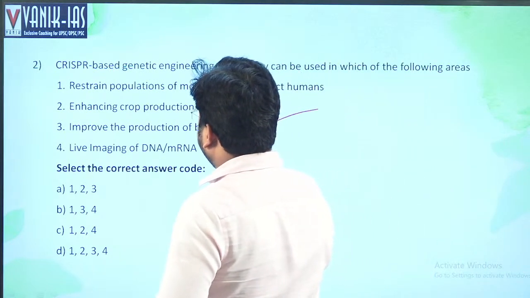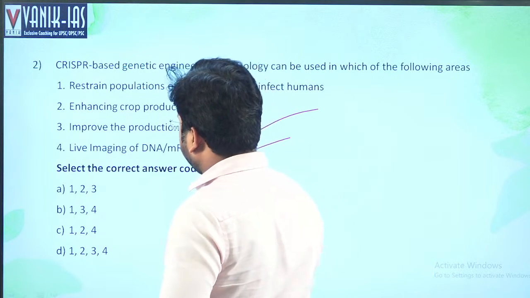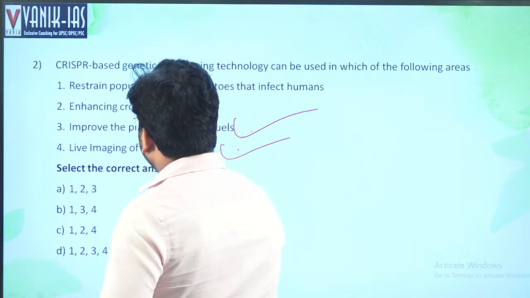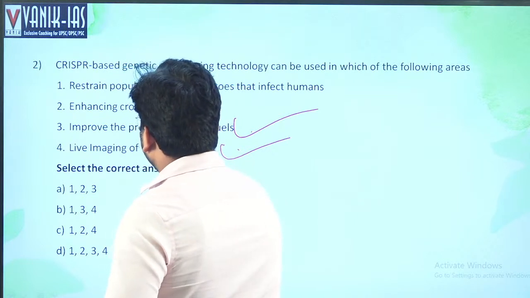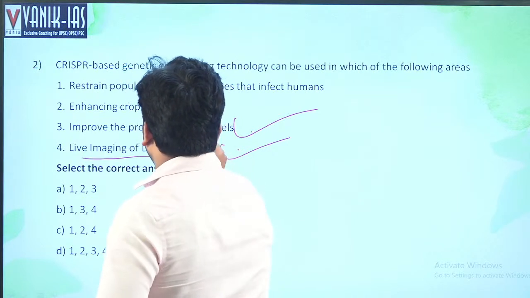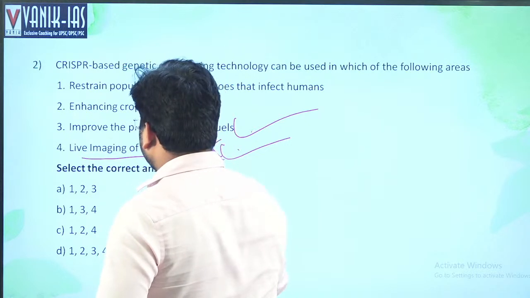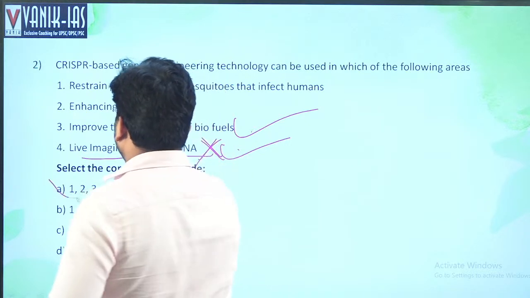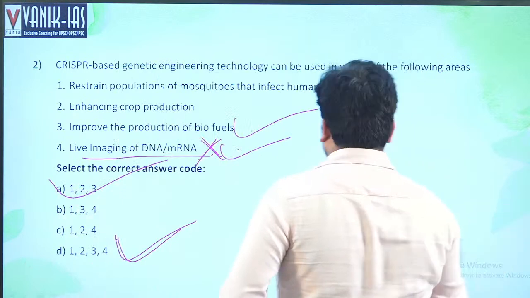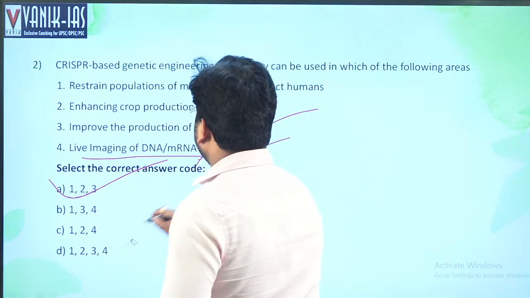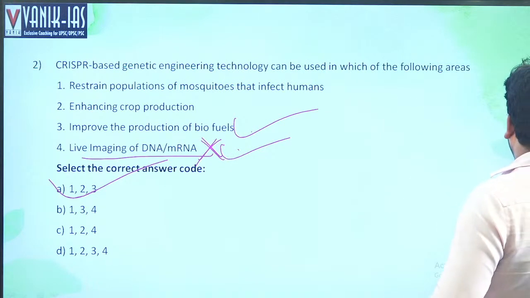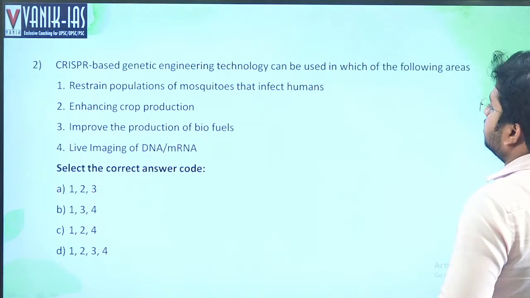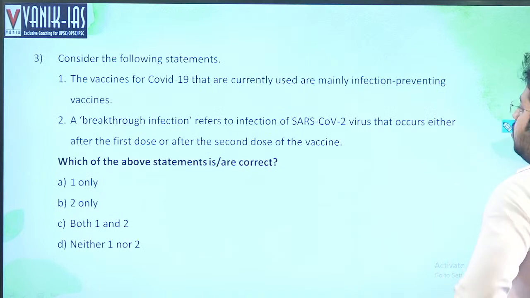Then live imaging of DNA and RNA. So all the options are right. Sorry, live imaging is not right. This is wrong. 1, 2, 3. A is your right answer. Genetic engineering only cuts the DNA. So 1, 2, 3 are the answer. Next.